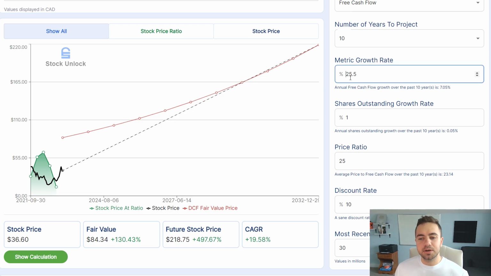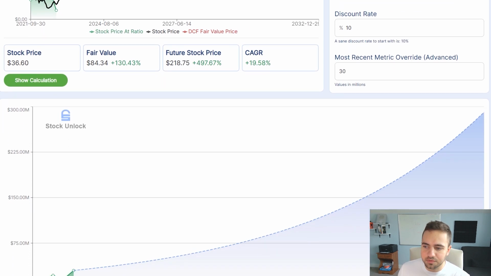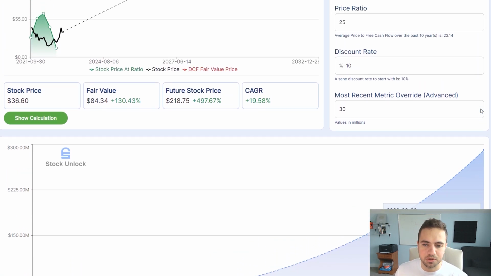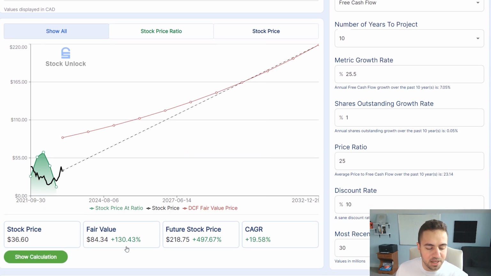So I played around with these numbers and I found that Magnet would essentially have to grow their free cash flow at 25.5% annually to produce about $300 million in free cash flow by 2032. And if we scroll down, we can see that right here with about $290.7 million produced. Now, if we take a look at the fair value, this means that the stock has a fair value of $84 a share, or about 130% above where the stock is currently trading.